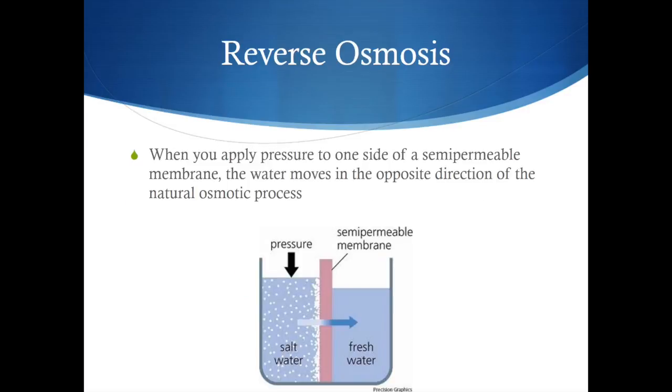Just like it sounds, the reverse or opposite behavior occurs. By applying pressure to the side with a high concentration, the water moves across the semipermeable membrane to an area of low concentration. We can see that this method enables us to desalinate water, leaving the salty brine on one side of the membrane and fresh water on the other side.